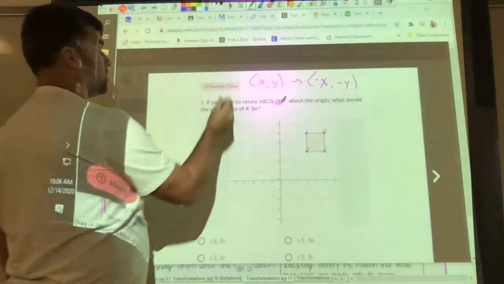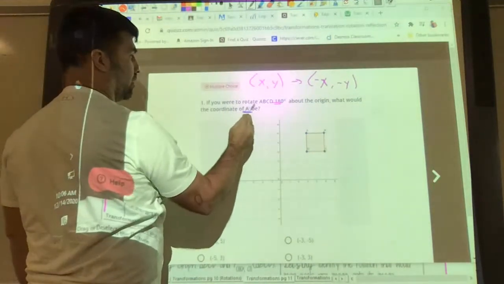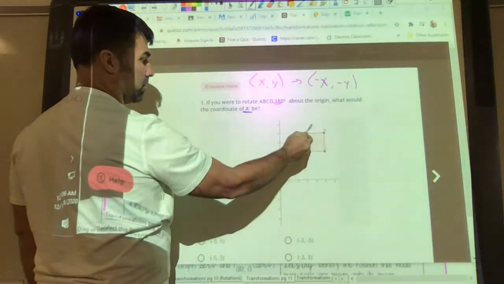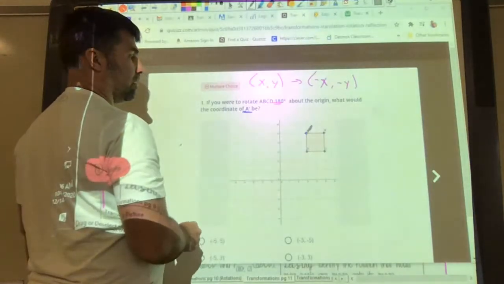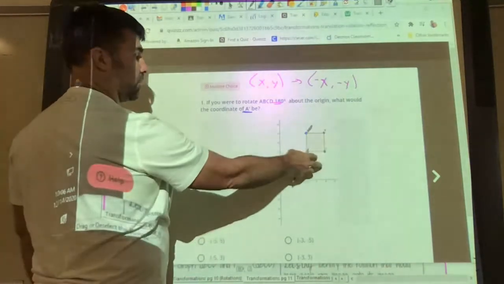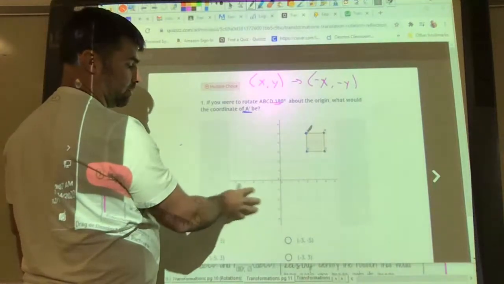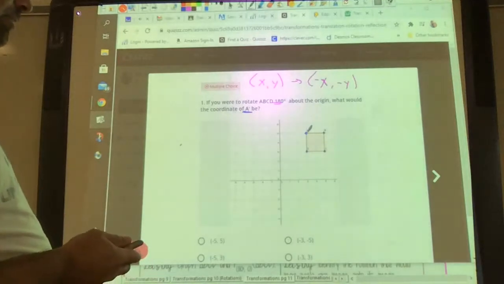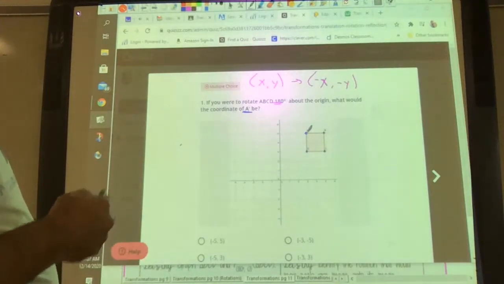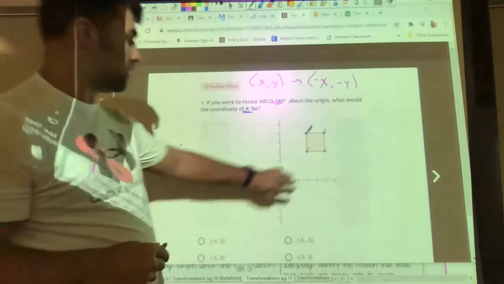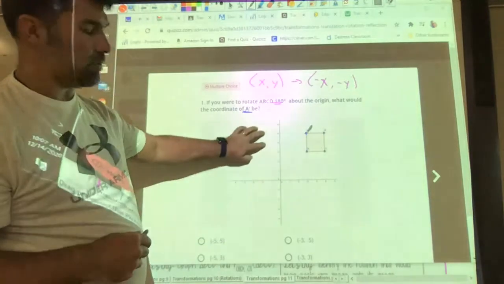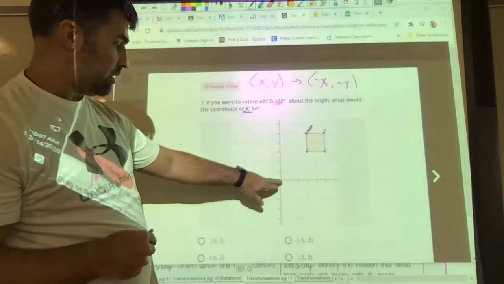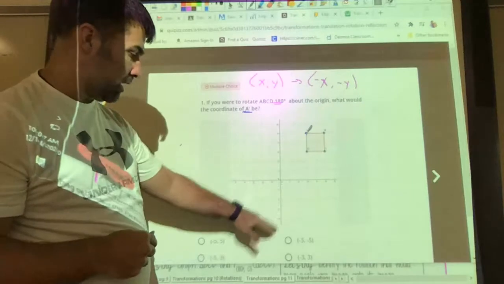So this example wants to know about point A. So what would A prime be? A prime means I'm moving A, the original A, and what would be the image? So this is the pre-image. What would be the image? So 180 degrees is going to be somewhere in this area. Remember, we talked about every time you move 90 degrees, you move a quadrant, and we're going counterclockwise. So this would be a 90 degree rotation. This is 180. All the coordinates will be in this quadrant. So this is X is negative, Y is negative.